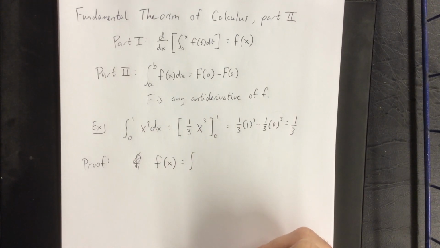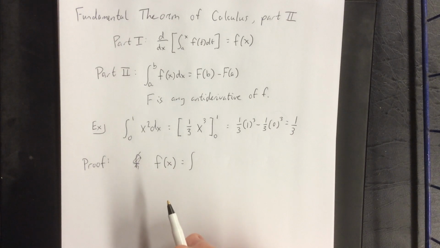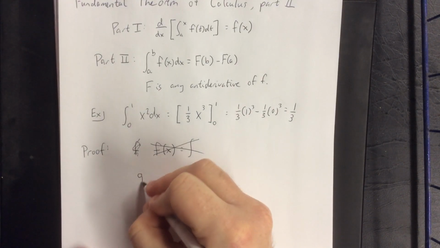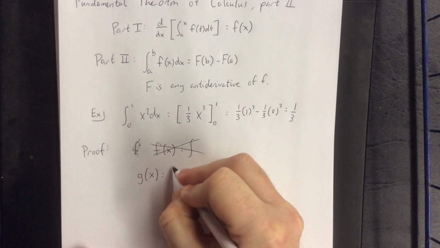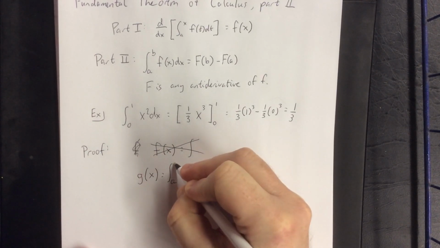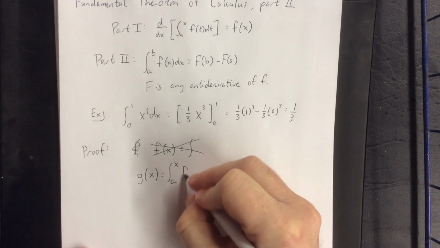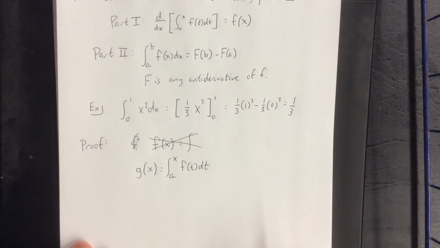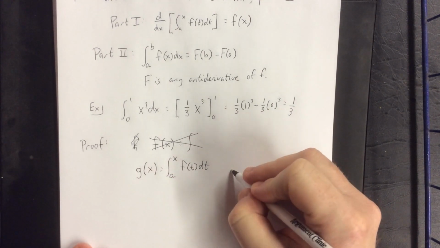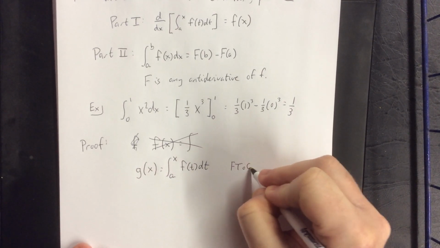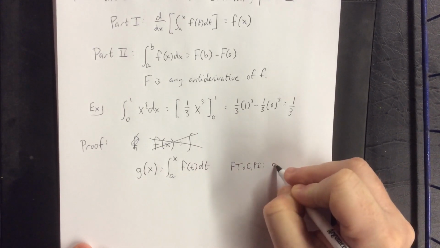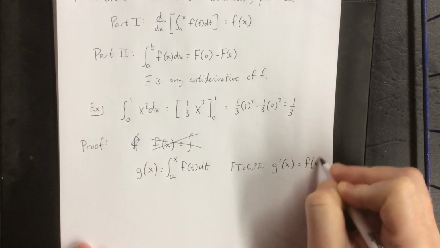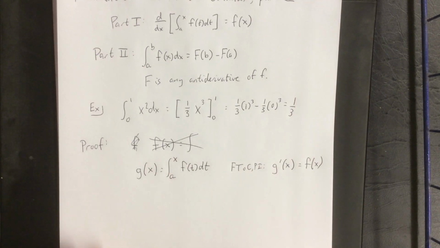We're going to define g of x. We're going to define it to be the definite integral from a to x of f of t dt. Now, according to the fundamental theorem of calculus part 1, we have that g prime of x is equal to f of x.